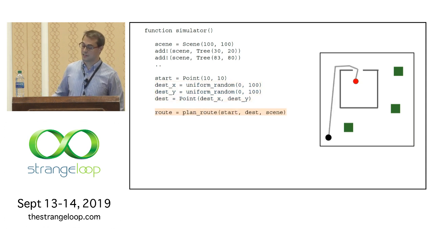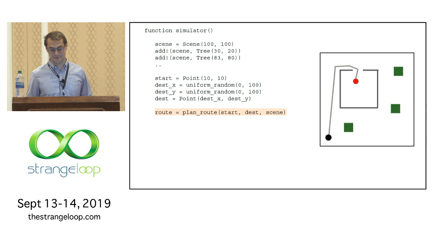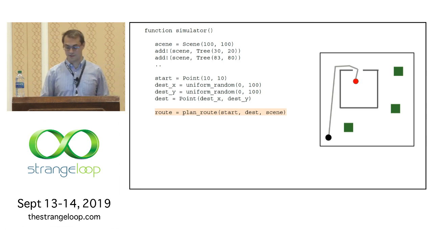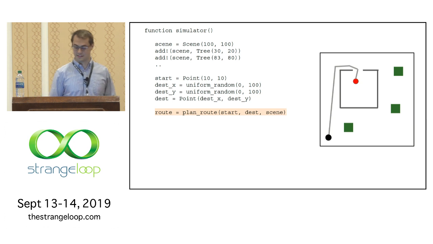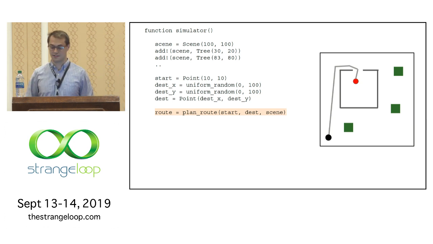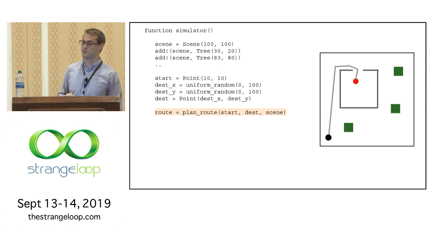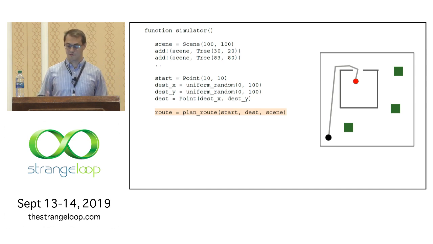Now we're going to simulate the route that the person is going to take to their destination. And remember, our assumption was that the person is going to take efficient routes. So we're going to use a route planning algorithm to generate this route. And this function plan route takes the scene, the start point and the destination and generates a pretty efficient route that avoids obstacles. So the routes we get are just a sequence of straight line segments in this case.